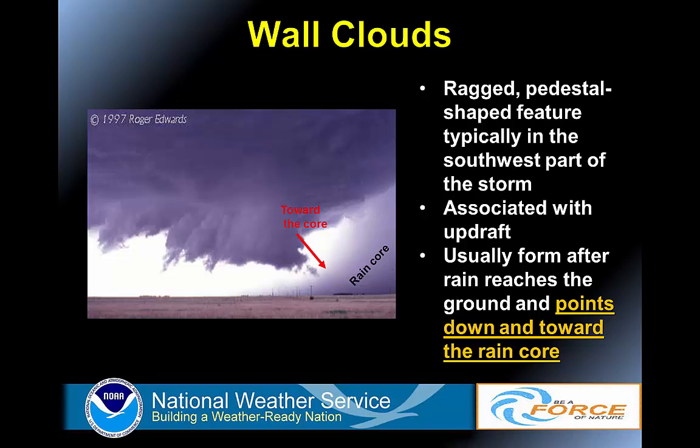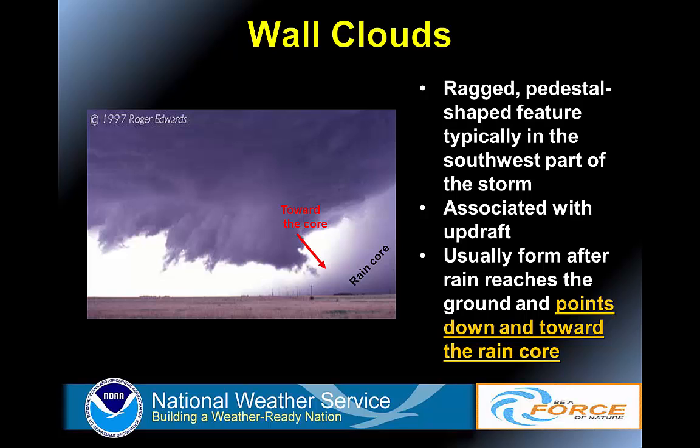Another important cloud feature is the wall cloud, and this is a lowering of the cloud base within the mesocyclone, or strong rotating updraft associated with a supercell. Typically, a wall cloud is found in the southwestern portion of a supercell, and the typical wall cloud will form after rain reaches the ground within a supercell thunderstorm. In addition, a wall cloud tends to point downward and toward the rain core associated with the supercell.